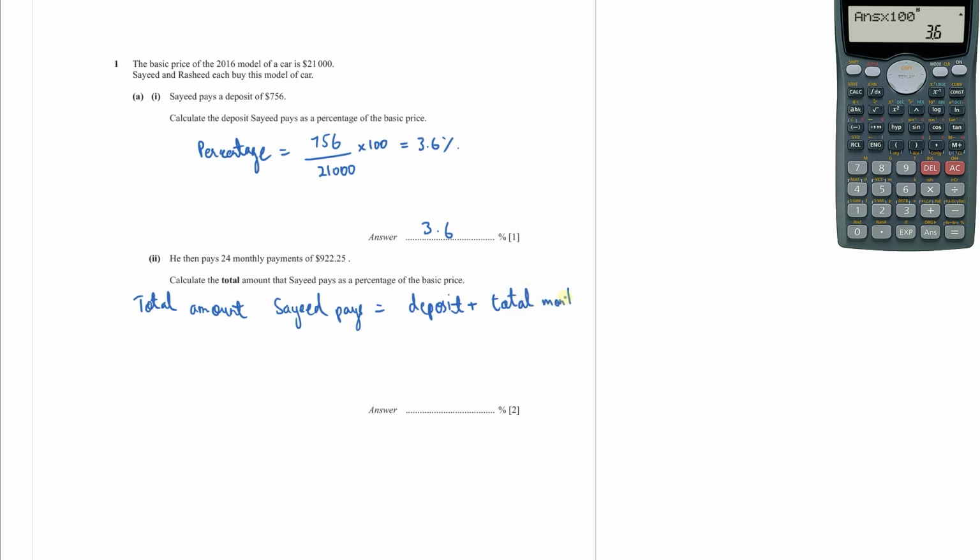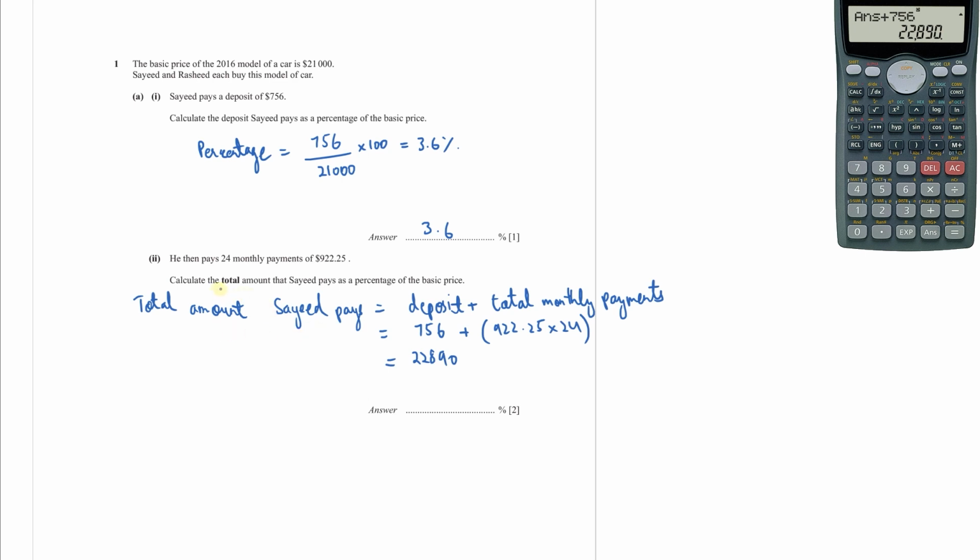So this is the total amount Saeed pays for the car. The deposit is 756 plus the total payments will be 922.25 multiplied by 24 because there are 24 monthly payments. So let's calculate this. So this will be 922.25 multiplied by 24 and then plus 756. So 22,890 is the total price that Saeed pays.